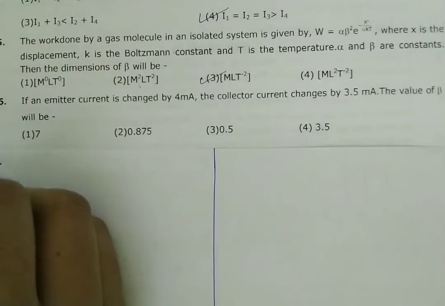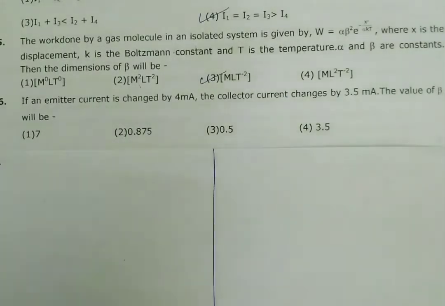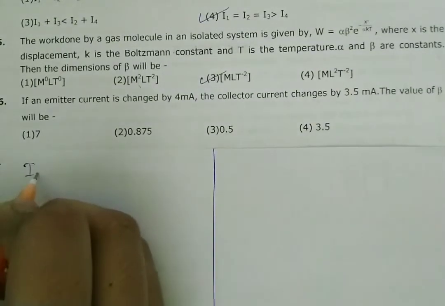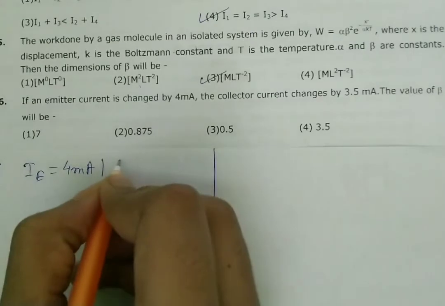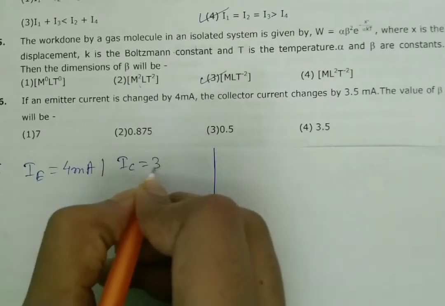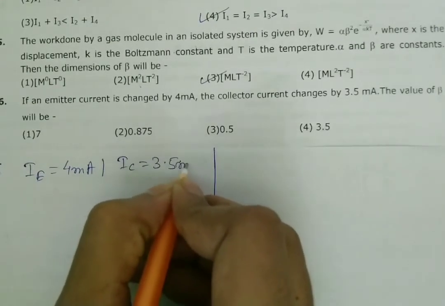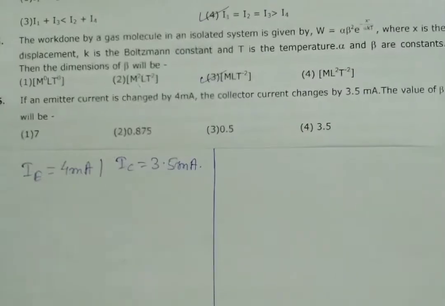Number 16 is a question from transistors. In this question, I_E is given as 4 milliampere and I_C is given as 3.5 milliampere, and we have to find the beta.